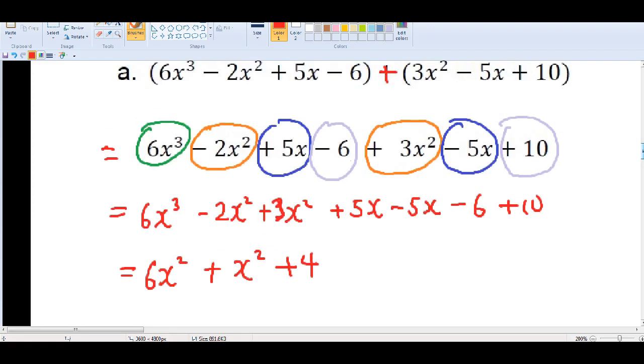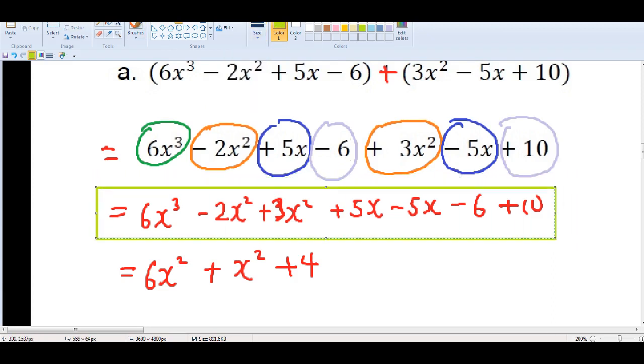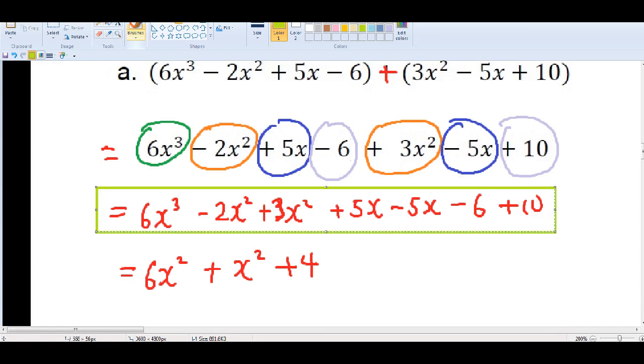So simply, you need to remove the bracket, find the like terms for each term, and then add them up. In the examination, it's not necessary for you to write this step. You should just skip this one. When you skip this one, can we still do it?